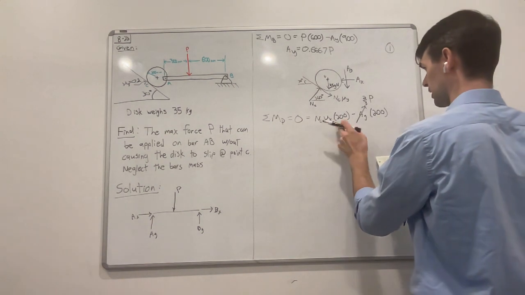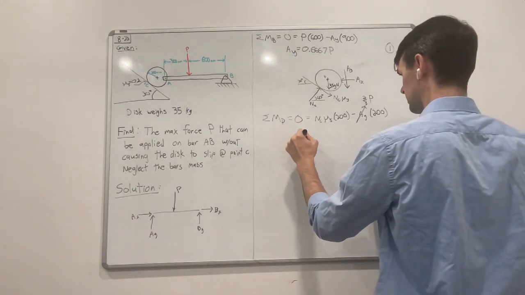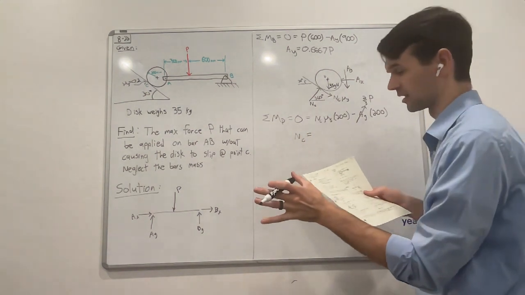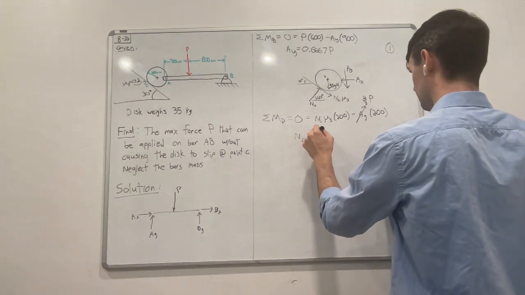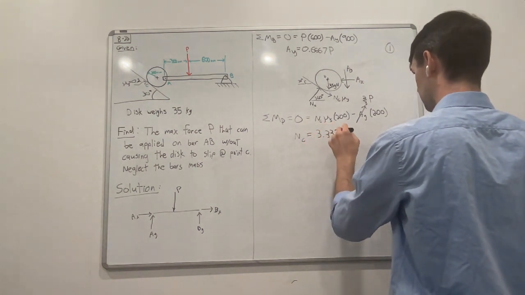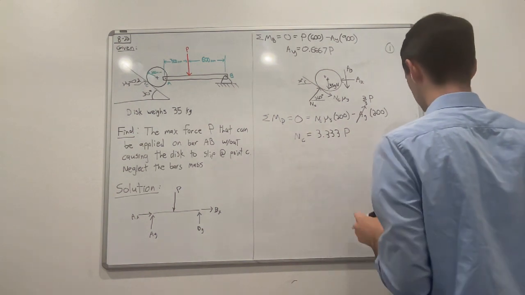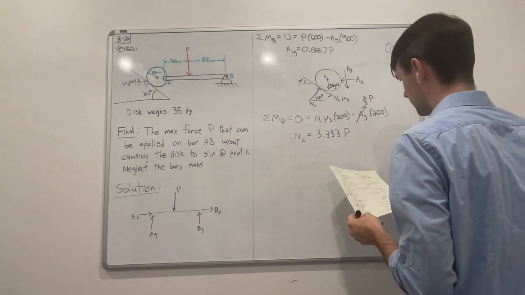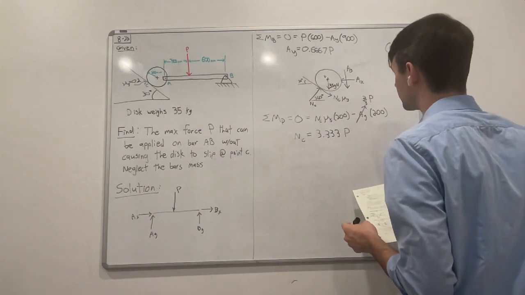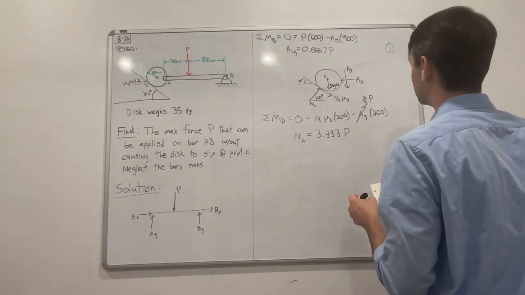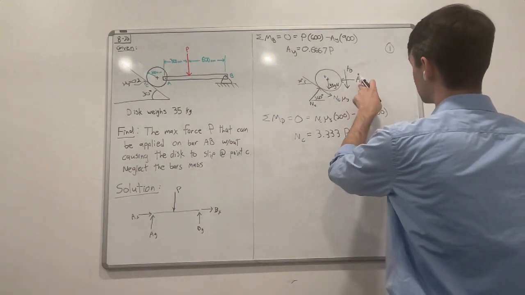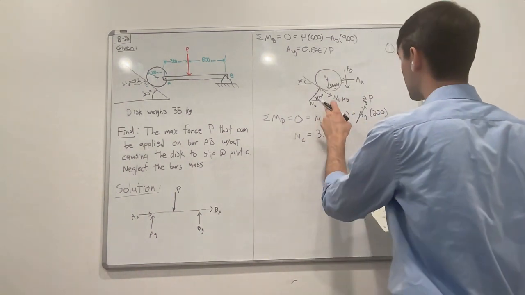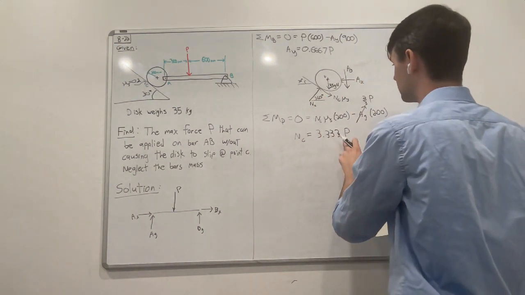And so I can say right away by rearranging this, I can get NC is equal to, I'm skipping some steps of math, I apologize, but I can get NC equals 3.333 P. So I'm able to solve for NC in terms of P. So that is a big step. And now the other equation, sum of forces in X, doesn't really tell me much. It lets me find AX. So if I was interested in finding the reaction force BX or something, I'd do that, but I'm not. I'm interested in finding P.